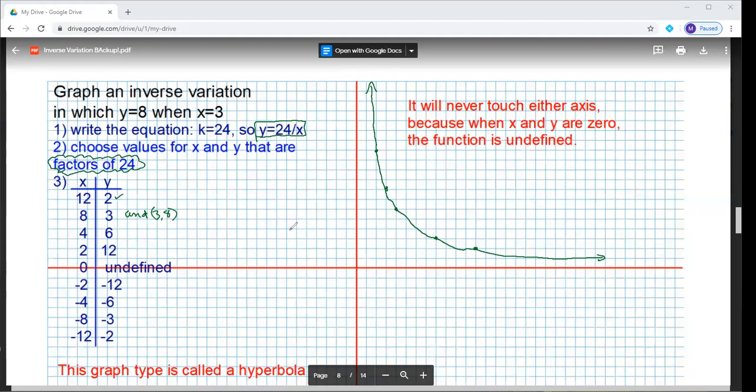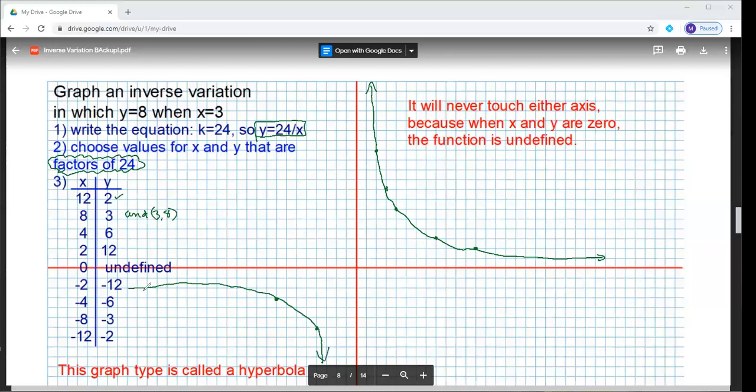Then we have a -2 and -12, so that's not really going to show up too well down here. Let's do -4, -6. 1, 2, 3, 4, 1, 2, 3, 4, 5, 6. And -8, -3. These are a little bit harder because I don't have enough room, but once you get the general idea of where these go, you can just kind of get the idea, right? It goes like this, and then it kind of goes like that.